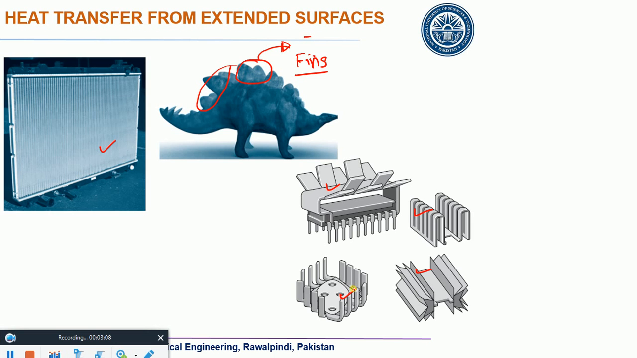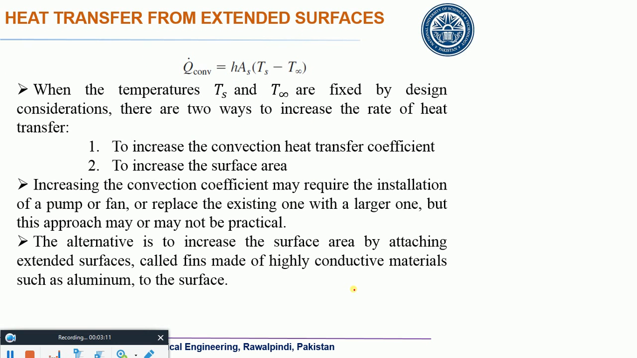Okay, so why are those extended surfaces there? What is the need? So I would talk about that one by one. The problem is, if you want to have some kind of heat transfer from a solid object, and you know that heat transfer can occur only through convection, isn't it? So what is the governing law for looking at convection? That is Newton's law of cooling. Okay, so if you look at this Newton's law of cooling, this is the relationship. So you need to play with those four parameters to increase this Q dot convection, right?